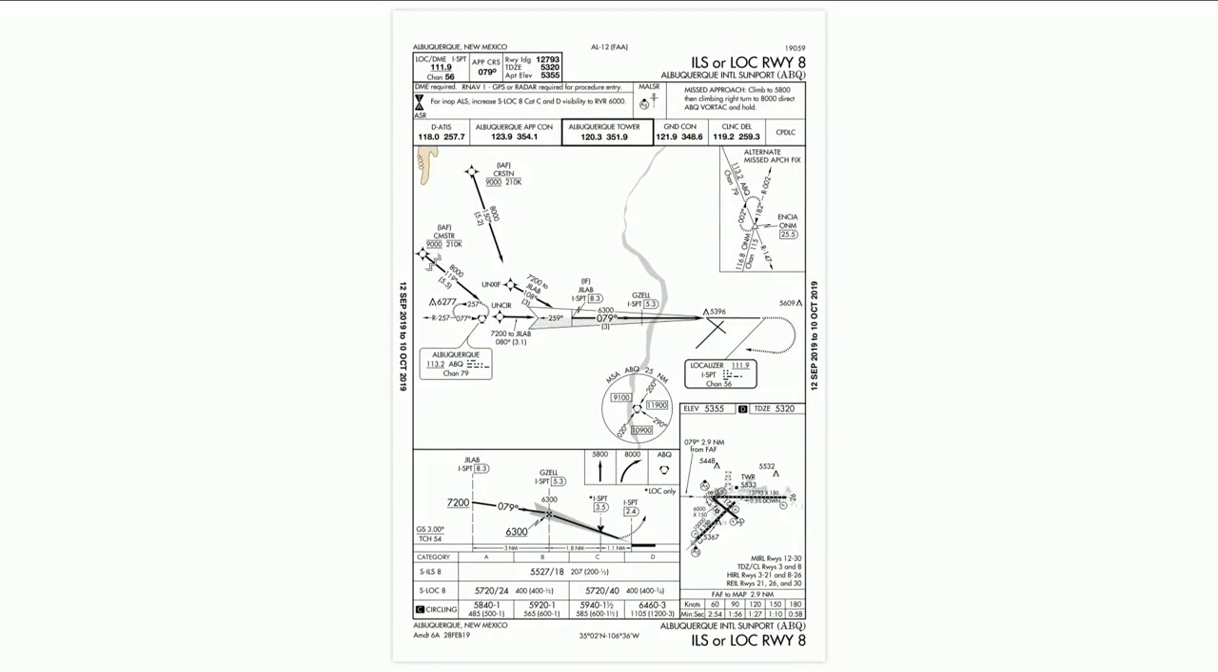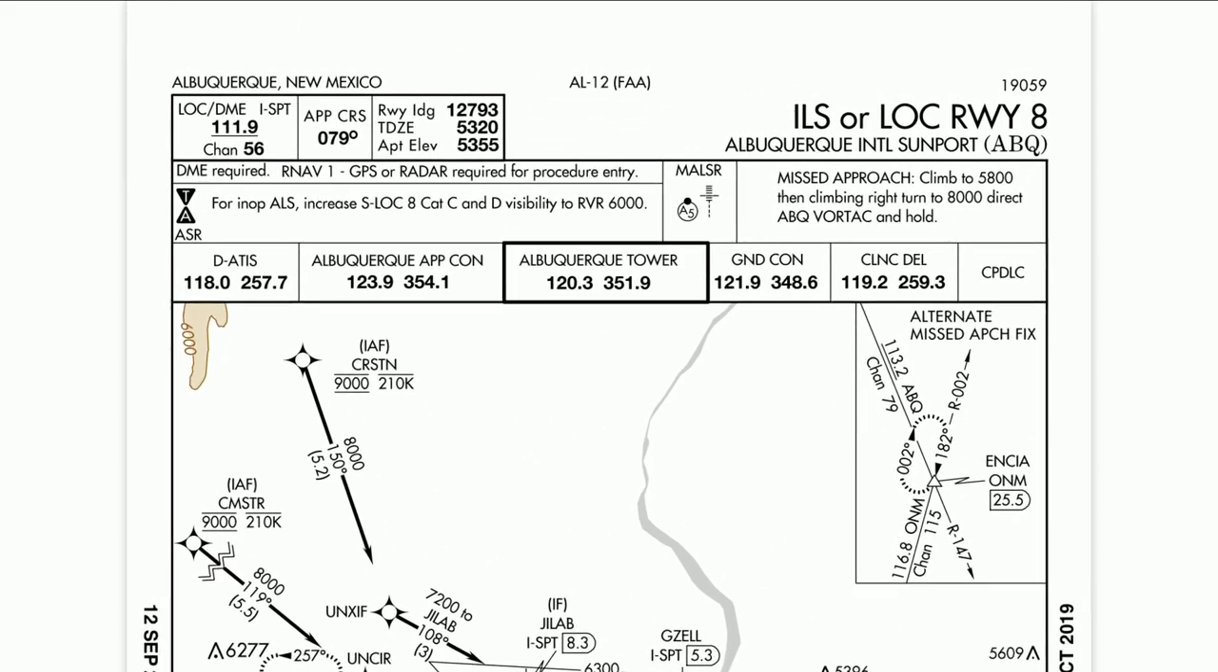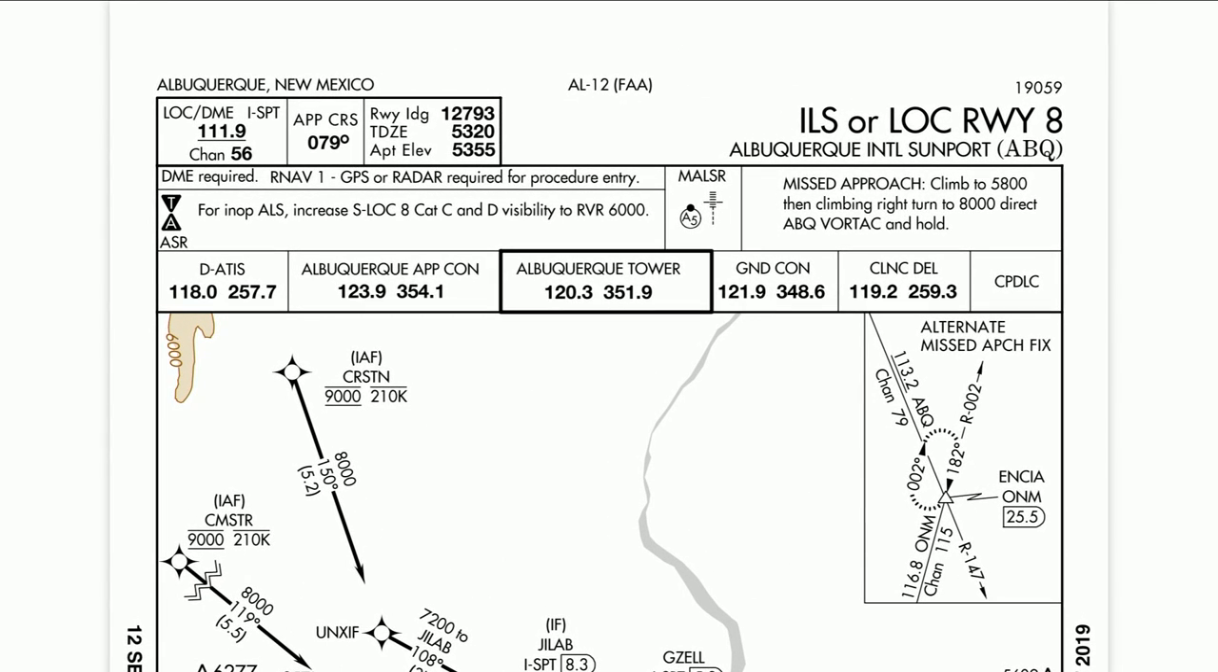So we're going to start with the Albuquerque ILS or LOC to runway 8. And we zoom in. This uses the new FAA equipment format. ILS or LOC to runway 8 does not mention DME anywhere in the title. However, when we look at the equipment requirements box, DME required, period. That means you need DME. RNAV-1, GPS, or radar required for procedure entry. Okay, so what they're saying here is DME is required for this procedure no matter what.